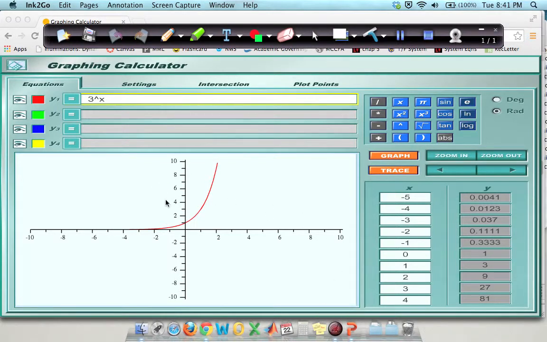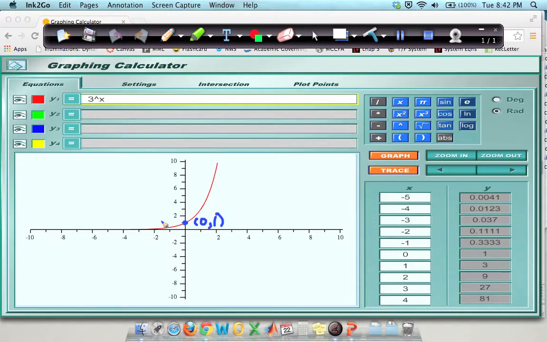So 3 to the x, this point right here where it hits the y-axis is 0, 1. Let's just think about this. If I plug in 0 for x, 3 to the 0 power is what? That's 1. So this is the point (0, 1). Unless you add, subtract, or multiply this exponential by something outside of it, it will always go through the point (0, 1) because anything raised to the 0 power is 1.